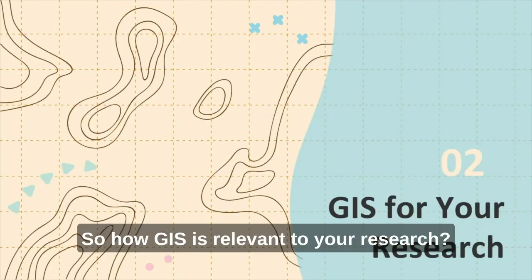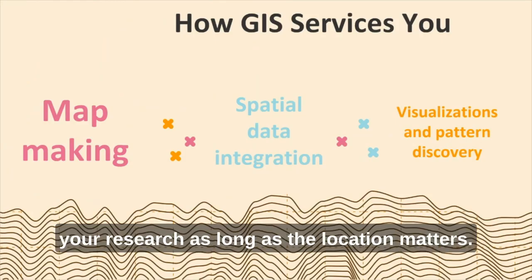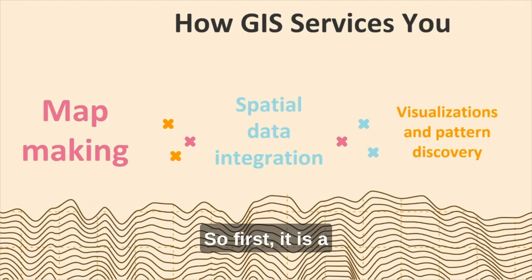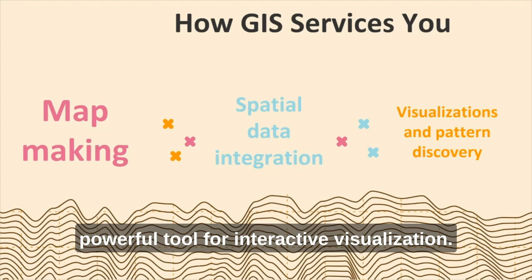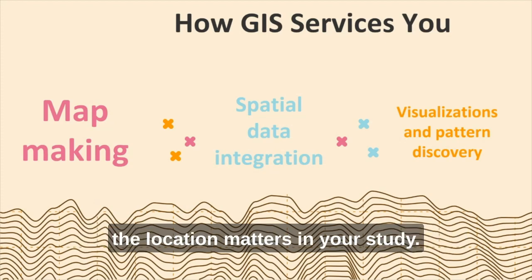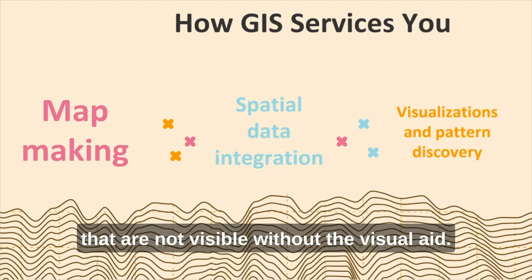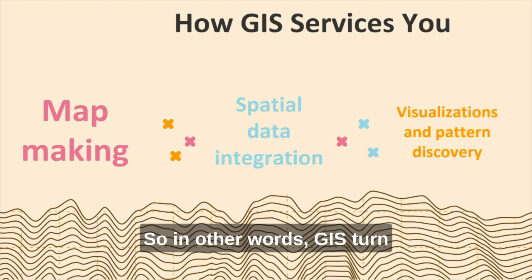So how is GIS relevant to your research? GIS can add a lot of value to your research as long as the location matters. So first, it is a powerful tool for interactive visualization. This is important for many areas of research, as I just said, as long as the location matters in your study. With the help of visualization, it allows you to see the patterns, trends, and relationships that are not visible without the visual aid. So in other words, GIS turns your data into a spatial story.